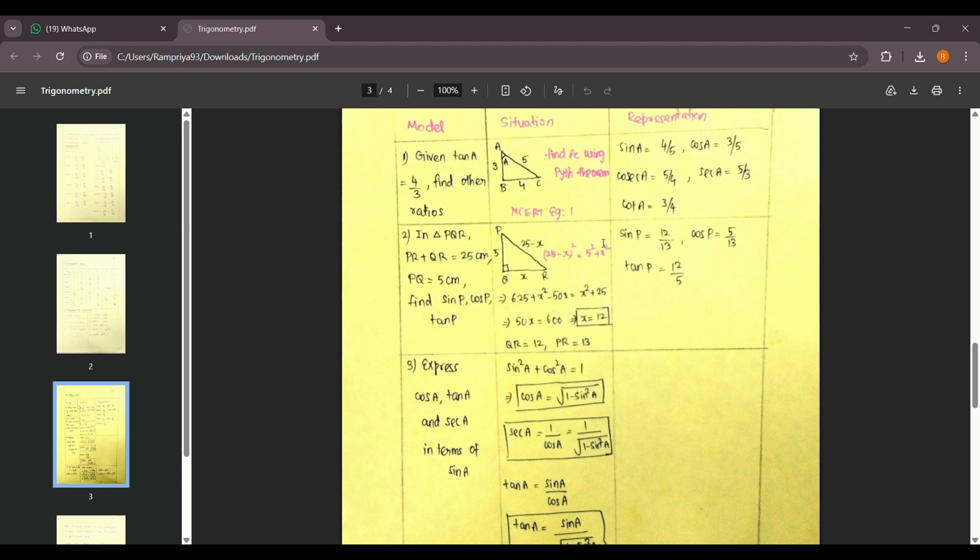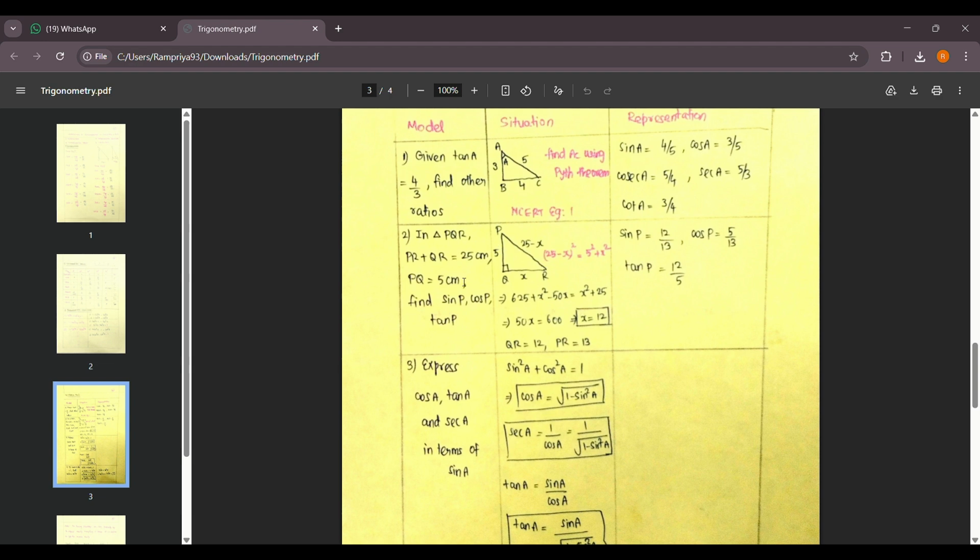And next is another very interesting question from the first exercise. In triangle PQR, right angled at Q, PR plus QR is 25. They are given PR plus QR as 25. So I have taken QR to be X. So PR will be 25 minus X. Now use Pythagoras theorem. (25 minus X) whole square equal to 5 square plus X square. Using this, you apply (A minus B) whole square. Solve it. You get X is 12. So this should be 13.